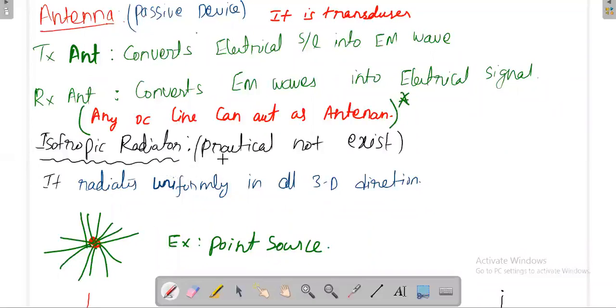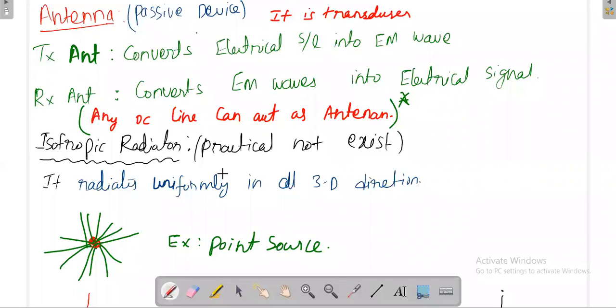Then what is an isotropic antenna? An isotropic antenna generally does not exist in reality, but it is used for analysis and discussion purposes. If you have an isotropic antenna, it radiates uniformly in all 3D directions. Suppose you are at the center point of a ball. If the EM wave comes radially outwards, then that is the example of an isotropic radiator. The example for this is a point source, because a point source radiates uniformly in all directions.